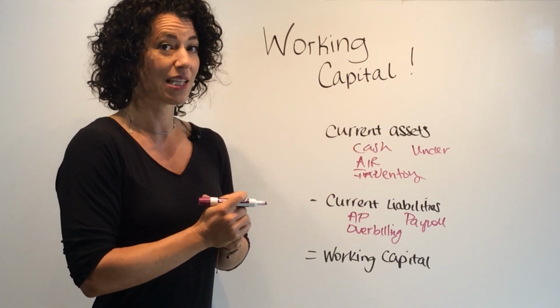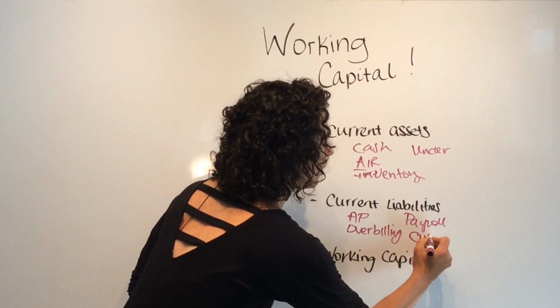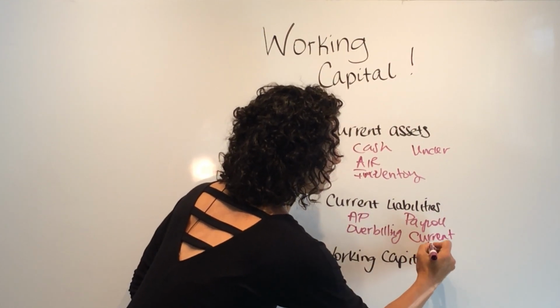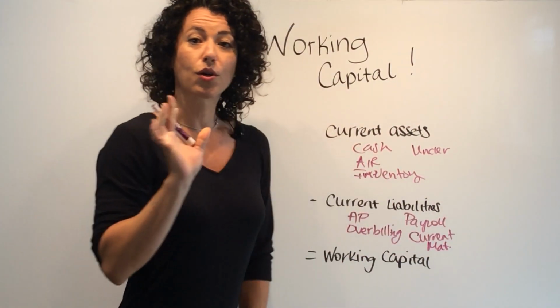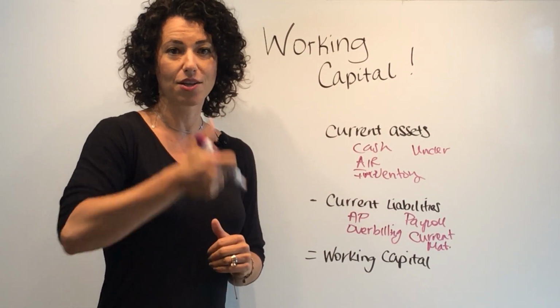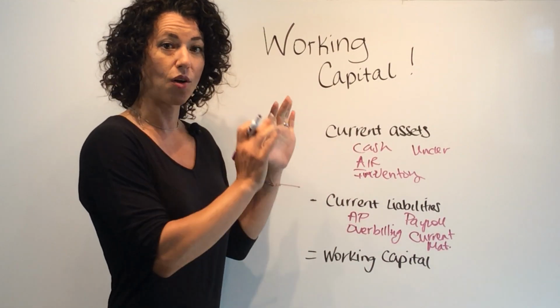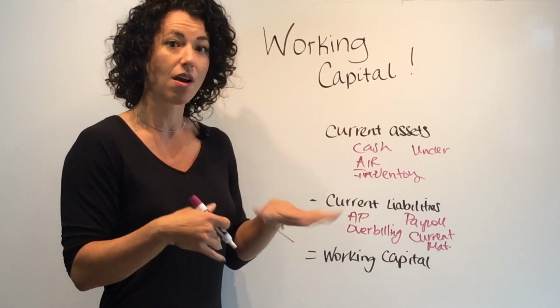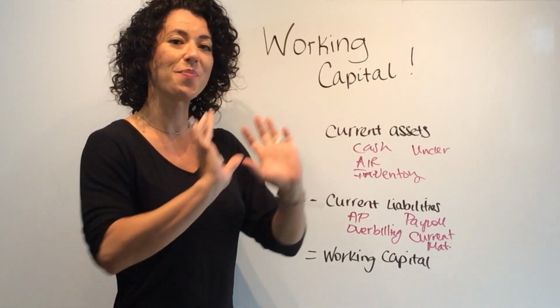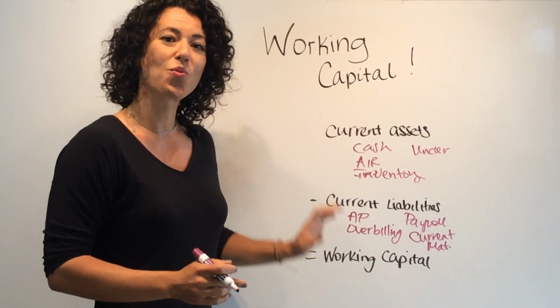We also have something that is pretty important, and a lot of times people miss it, and it's the current maturities. So current maturities are whatever portion of your long-term debt is actually going to be paid in the next year. So just like our current assets are what is coming to us in the next year, our current liabilities are what we're going to pay in the next year. The result of these two equals working capital.